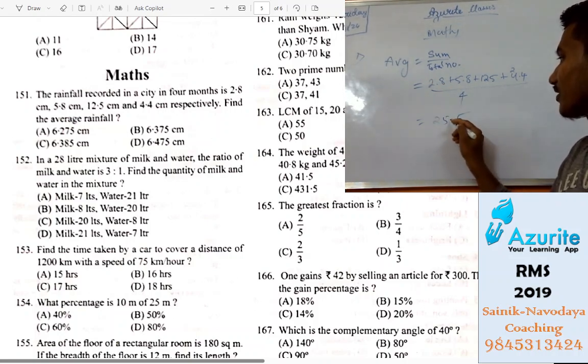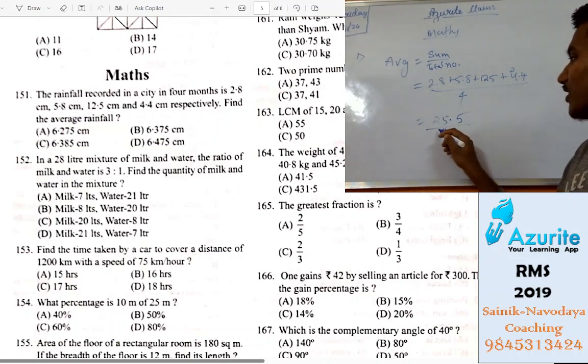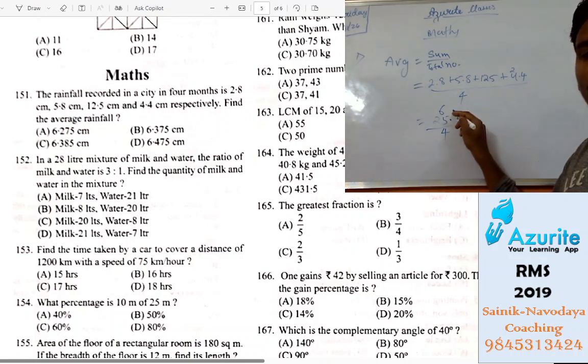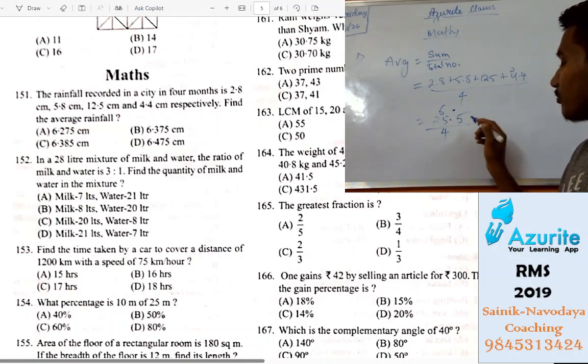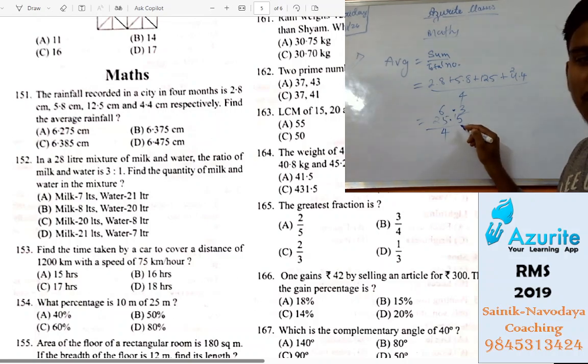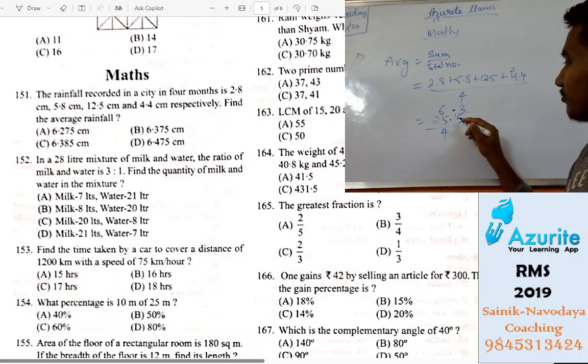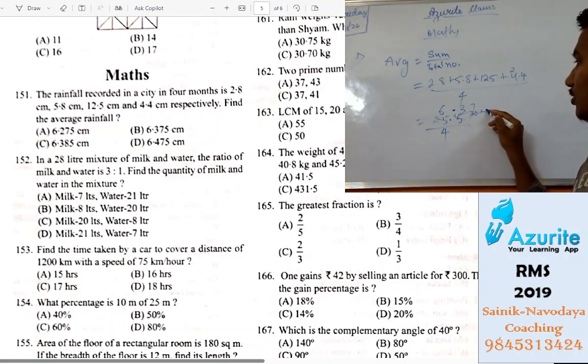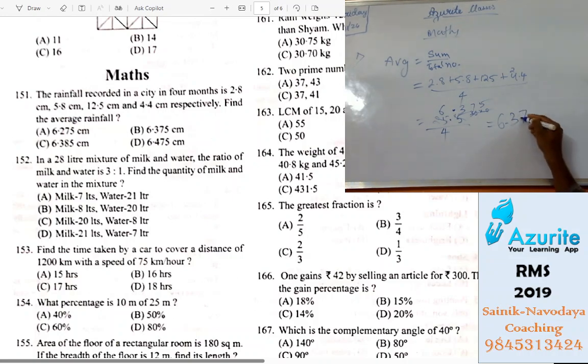25 divided by 4. Now you cancel it. So 4 6s are 24. So 6 point. 1 will be remaining. 4 3s are 12. So 6.3. 3 will be remaining. Now it will be 30. 4 7s are 28. Now 2 will be remaining. 4 5s are 20. So how much is the answer? 6.375. The answer is option B.